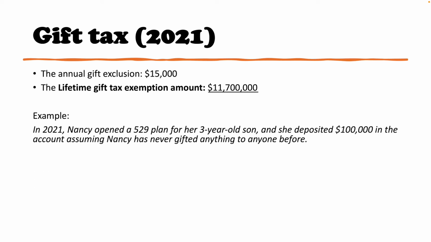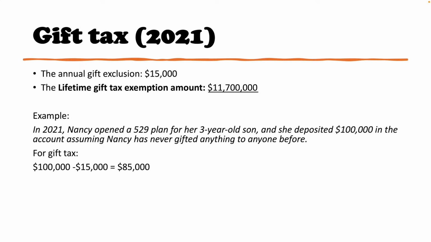Say in 2021, Nancy opened a 529 plan for her 3-year-old son, and she deposited $100,000 in the account, assuming Nancy has never gifted anything to anyone before. So this $100,000 she put in the 529 plan is the only gift she made. You can see $100,000 is more than $15,000, right? So the excess is $85,000.